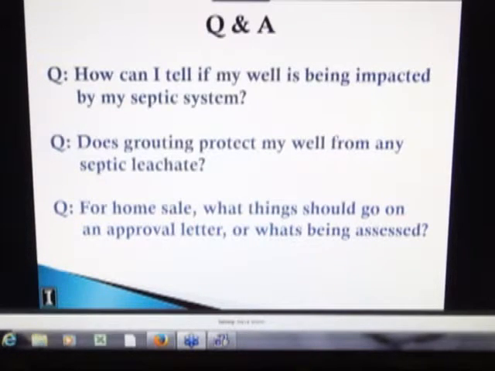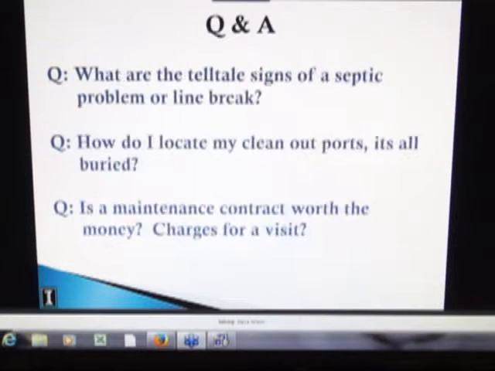Sounds pretty thorough. So, okay, moving on. So the telltale signs of a septic problem are a line break, backing up, the water surfacing, the water backing up into your house, or the water coming to the surface of the ground. Yeah. That's how you tell something's important. And I think we already answered the second question. Is a maintenance contract worth the money?